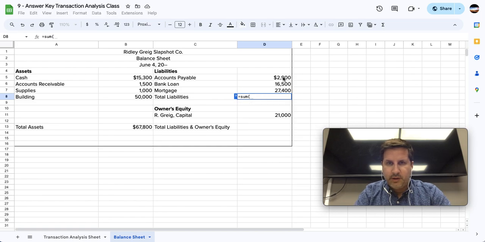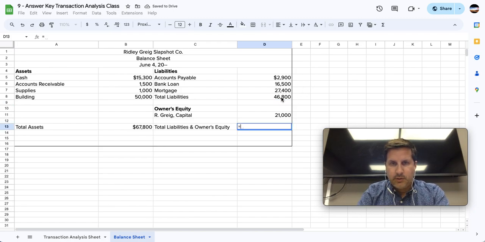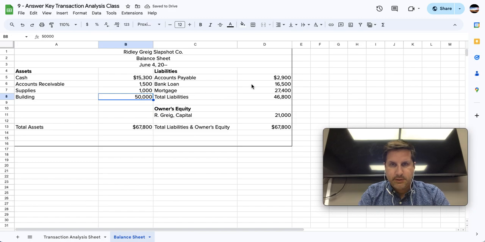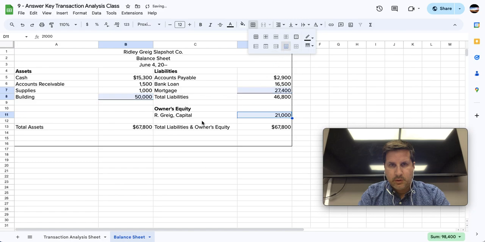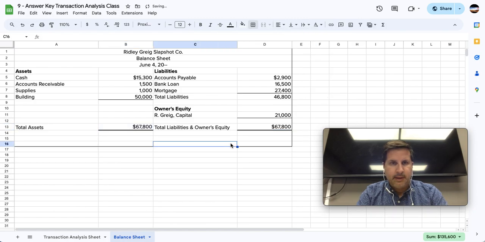I want to add up all of my liabilities. So that plus that should equal this. So my total liabilities plus my capital should equal 67,800. Excellent. And now I'm going to do my underlines. And then I'm going to do my double underlines. Again, this is in the first tutorial. Watch it if you don't know what I'm doing. And there you go. So I've updated my balance sheet based on my transactions that I did.